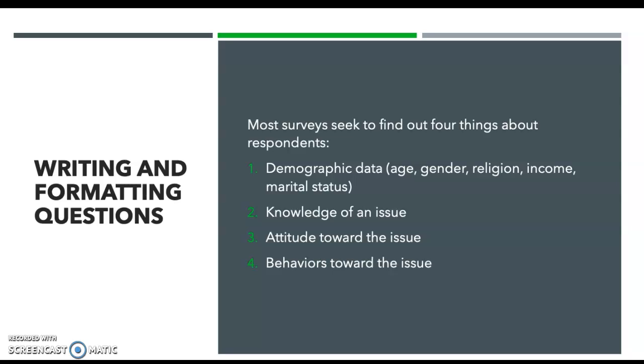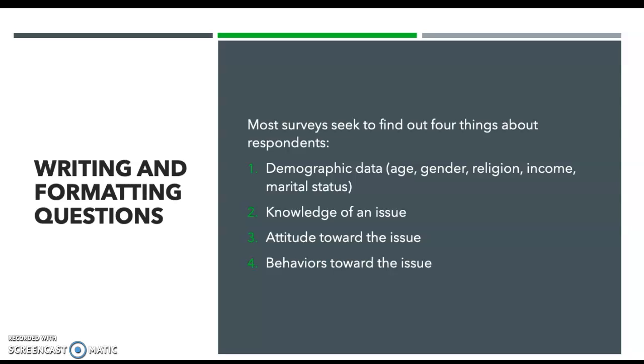Most surveys seek to find out four things about respondents. First, they would like to have the demographic data: age, gender, religion, income, marital status. I would suggest that for this project, you only focus on age and gender, because unless you're focusing on issues about media and religion or media and relationship, for instance, I don't see the reason why you would want to ask about religion, income, or marital status.